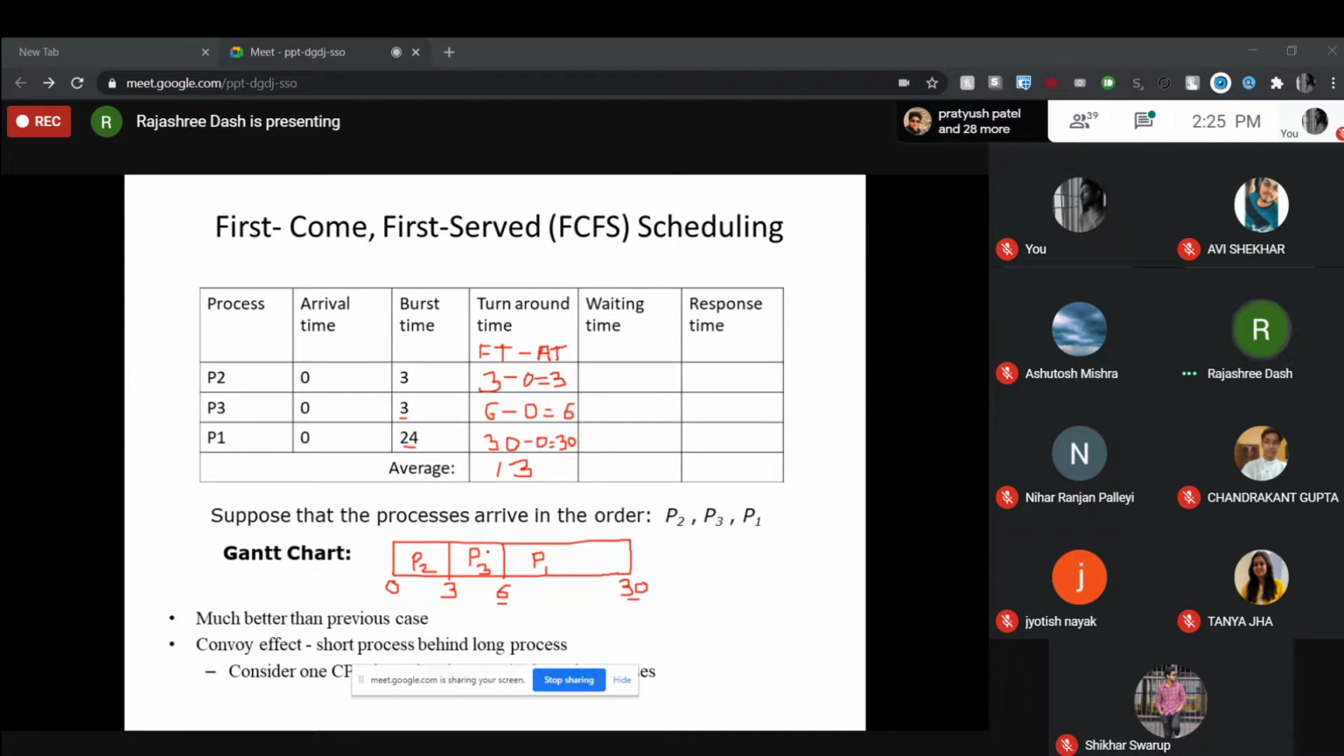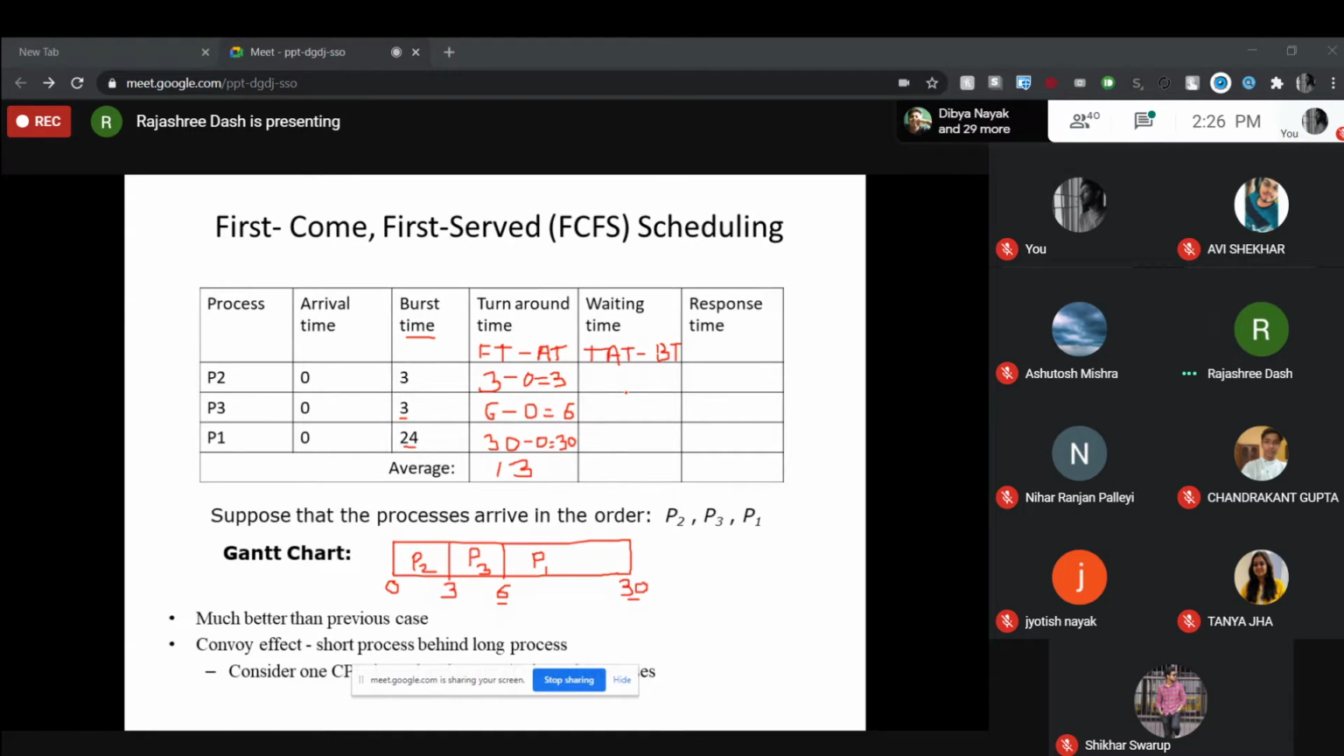But when we had taken the sequence P1, P2, P3, the average turnaround time we found was 27. Just by simply changing the sequence, we have got the turnaround time 30. Now let's find out the waiting time. For finding the waiting time, you have to subtract the CPU burst time from the turnaround time. Here I have represented turnaround time as TAT, and burst time as BT.